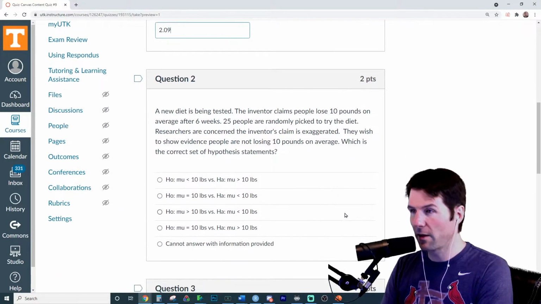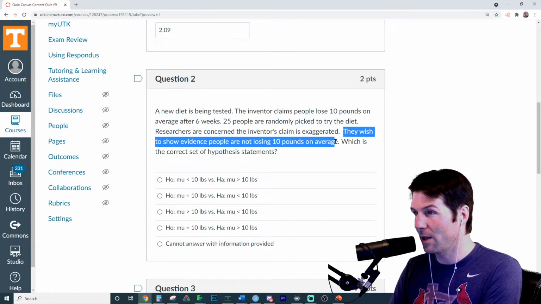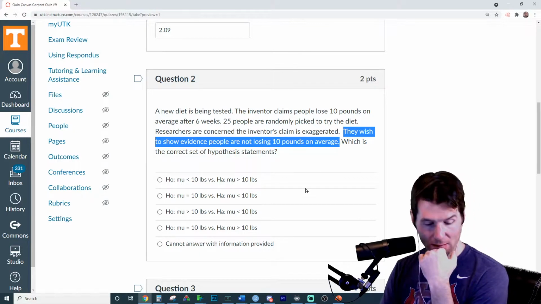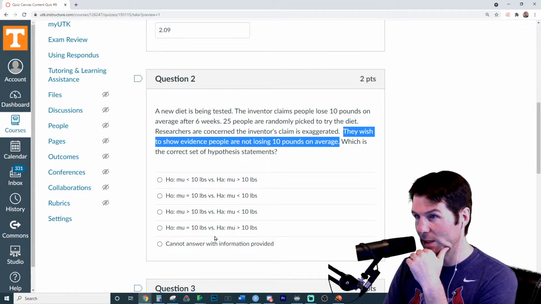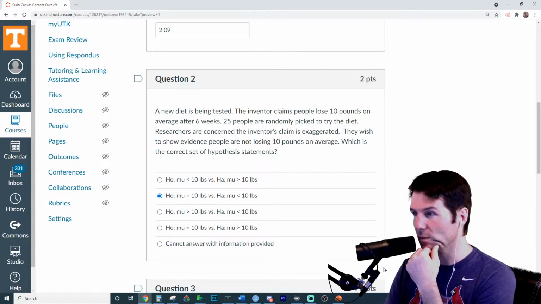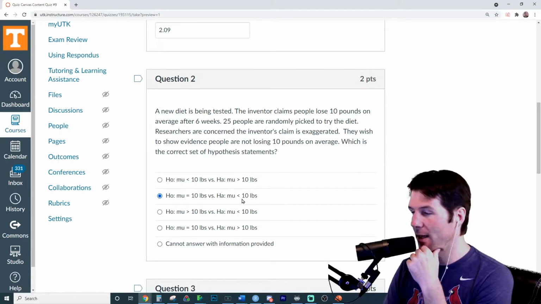There you go. Now, this one I made a little change to yesterday. They wish to show evidence people are not losing 10 pounds on average. I literally wrote this yesterday to help out with the version of it. So what we have right here is they wish to show evidence people are not losing 10 pounds. So the alternative... Oh, did I do? Yeah. So here. We should have a does not equals, I feel like, but it can only be one of these two. People lose more than 10 pounds. Yeah, I think that's where I got.